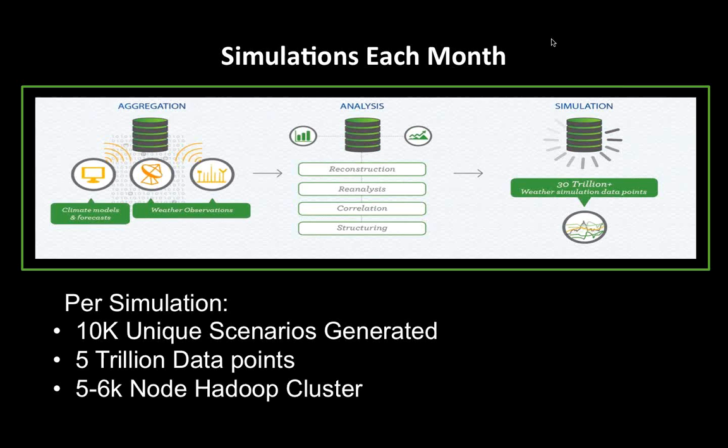So in order to calculate then the risk analysis and calculate the insurance, they are simulating based on the weather data, based on the soil data, how the weather patterns might be changing. So in order to run these simulations, they are collecting over 5 trillion data points from all these sensors. And they are spinning up 5,000 to 6,000 node Hadoop clusters on the AWS cloud to accelerate then the analysis and simulations.